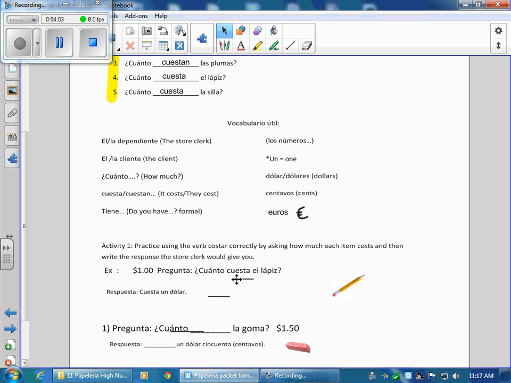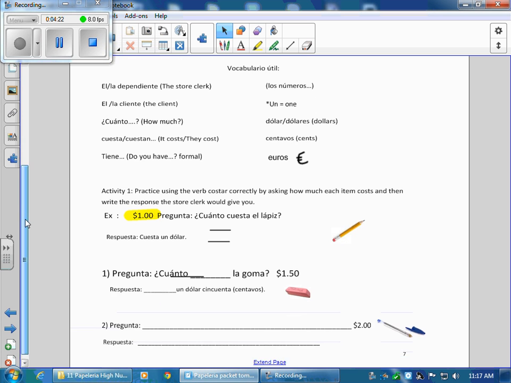¿Cuánto cuesta el lápiz? Okay, ¿cuánto cuesta el lápiz? And you would say, oh, the pencil costs $1. The way that you would say it in Spanish would be el lápiz cuesta $1. Okay, so first the verb and then the amount of money it would cost. So let's look at the next one.